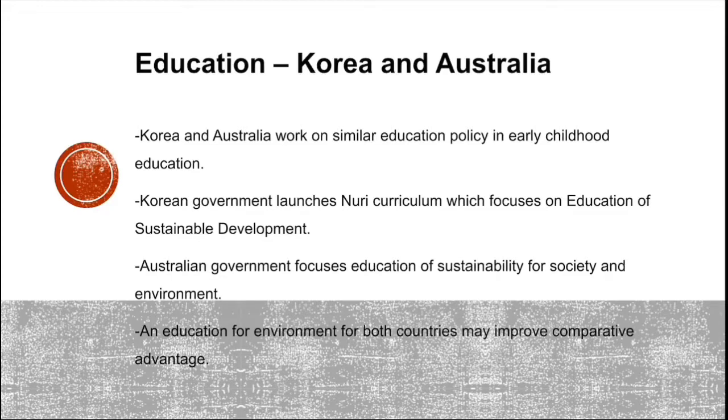Environmental education may improve competitive advantage for Korea and Australia as they may produce more efficient products related to environmental protection than other countries, such as more efficient solar cells. Therefore, the cultural distance between Korea and Australia has been becoming more similar due to similar education policy.